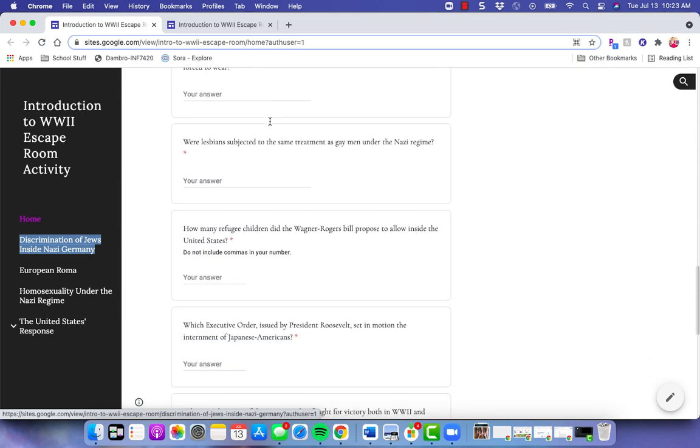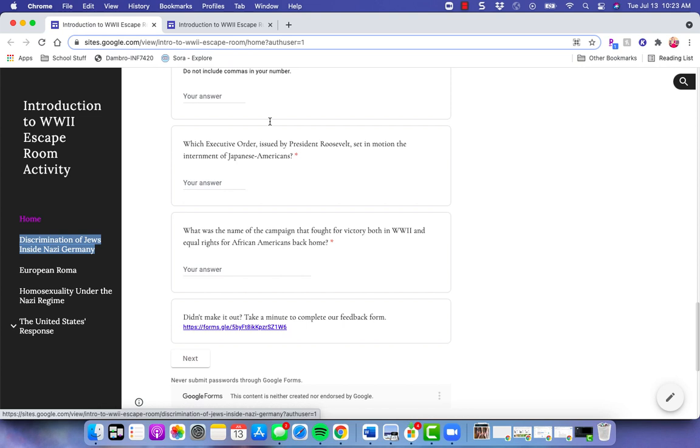At the end of the activity, there are two separate feedback forms. So there's one form listed right here at the bottom where it says, if you didn't make it out, please take a minute to complete the feedback form. The feedback form asks questions about where they struggled, what made this activity difficult, and what supports they would like to see in the future. If the students were able to answer all of the questions correctly, they will hit next, which will take them to the second portion of the initial escape room form, where they also have the opportunity to provide feedback, including their names, the class, the hour, and things that they learned throughout this activity.